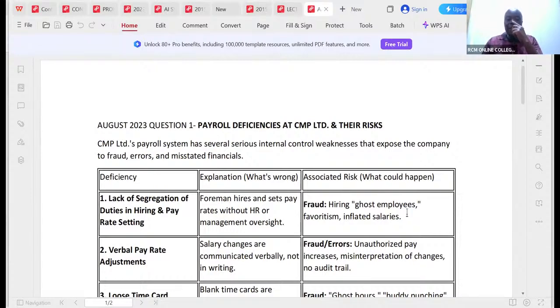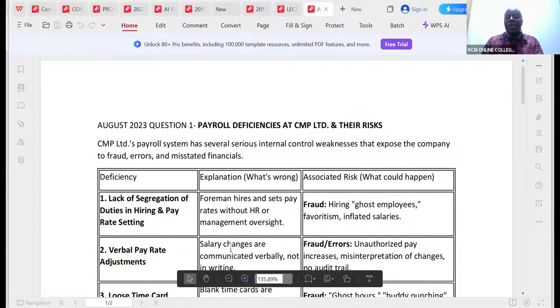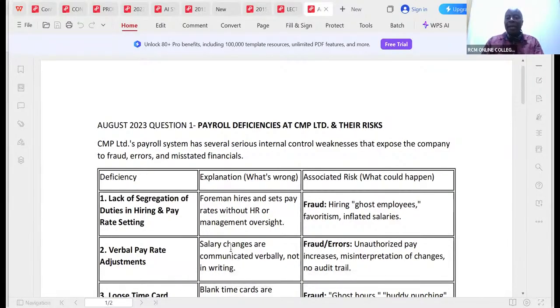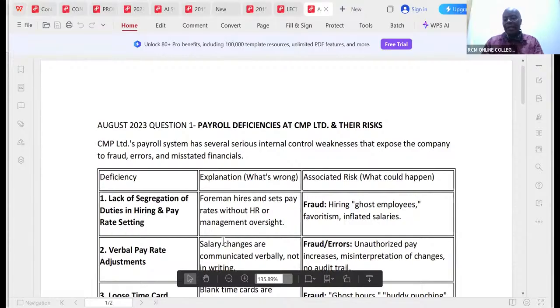Now, the next deficiency or weakness, remember deficiencies are weaknesses: verbal pay rate adjustments. What could go wrong here? Salary changes are communicated verbally, not in writing. That's the explanation.